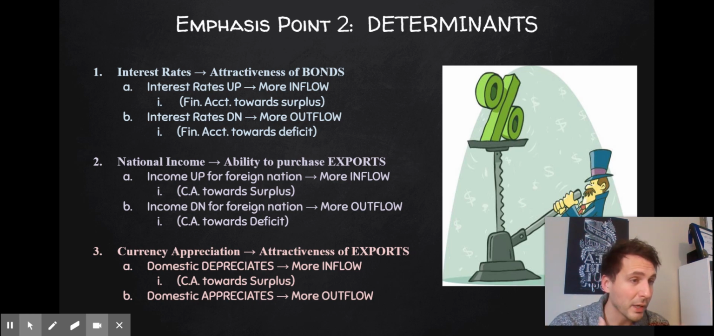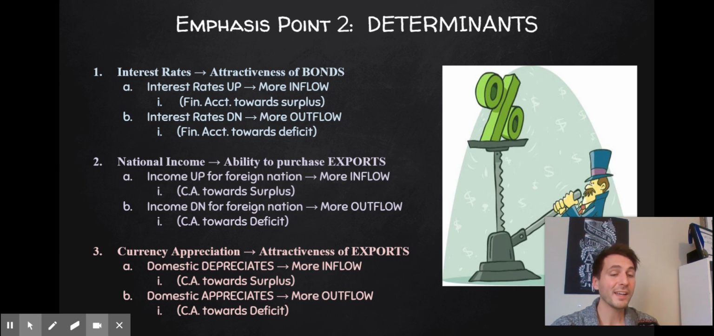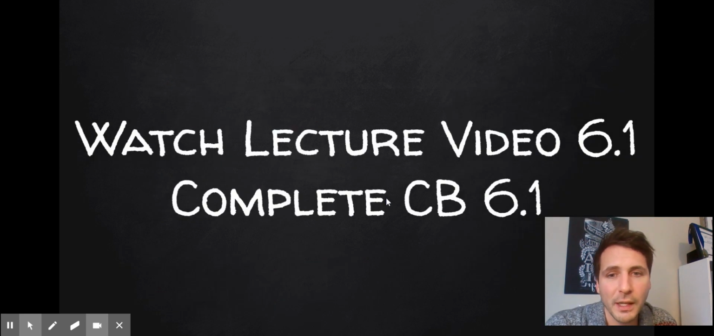When the American currency appreciates, there's more outflow. Our money has more buying power, right? So we're going to end up buying more imports as a result. That means money is flowing out of our nation because the imported goods look relatively less expensive. So our current account will move towards a deficit. In other words, there's an inverse relationship between the value of the domestic currency and the flow of money. That's it. That's everything you need to know for this one.